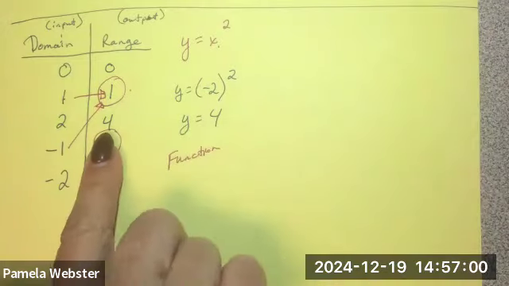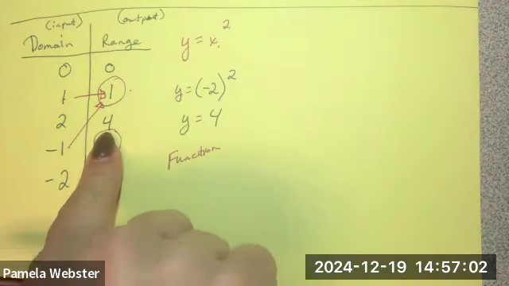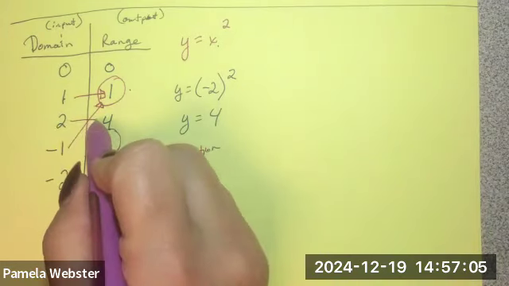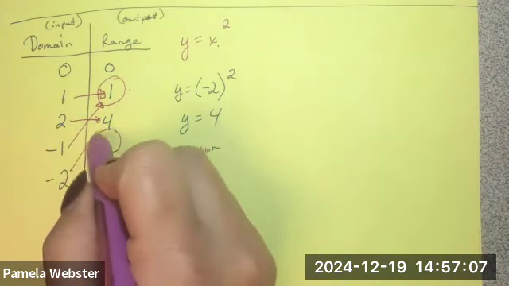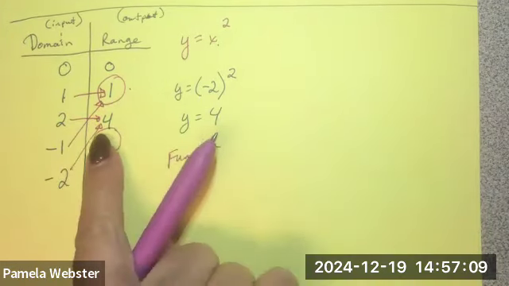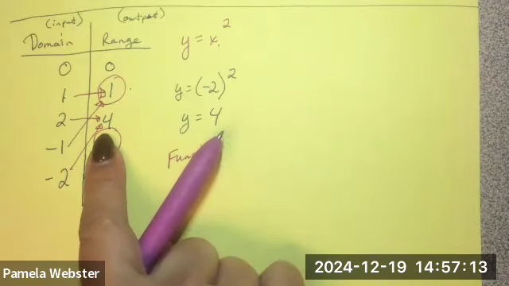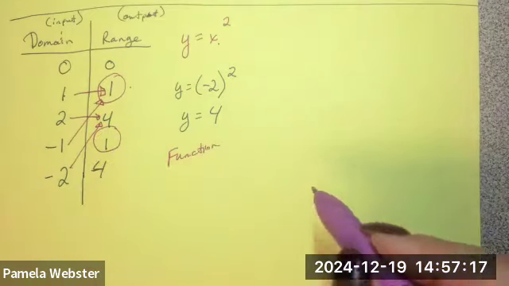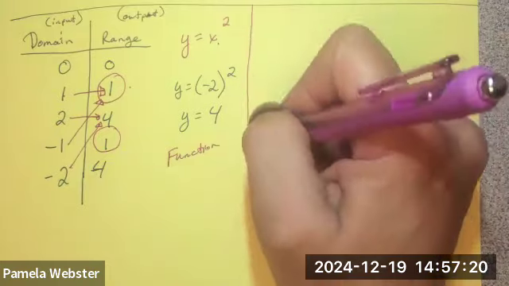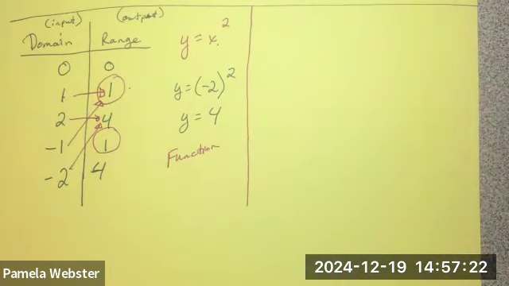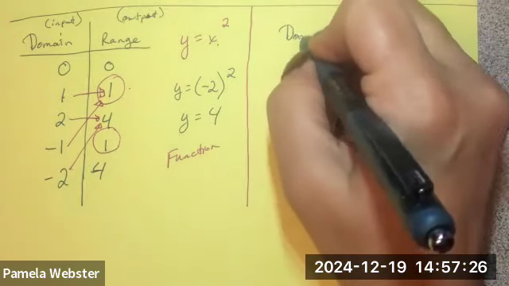Okay. And I could even do like a mapping like this, where I talked about, okay, this 2 goes to that 4, and this negative 2 goes to that 4. And even though the y's are repeating here, we don't care, because the problem would be if the x is repeating. Okay, so I got to watch out for that. I can't repeat the x. All right, so let's come over here and do a different one. And again, we'll talk about domain and range.